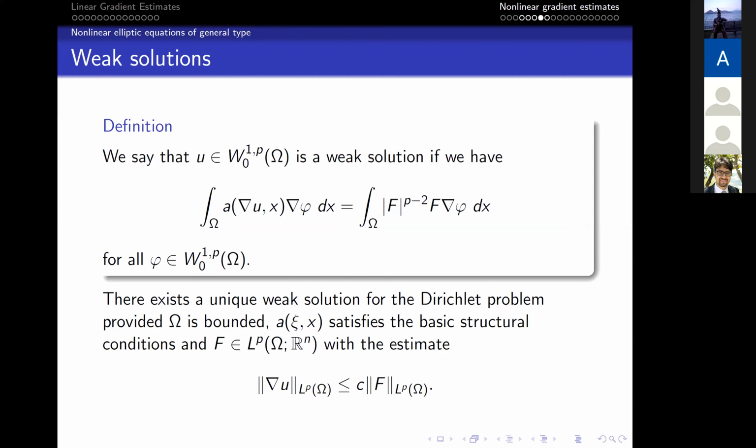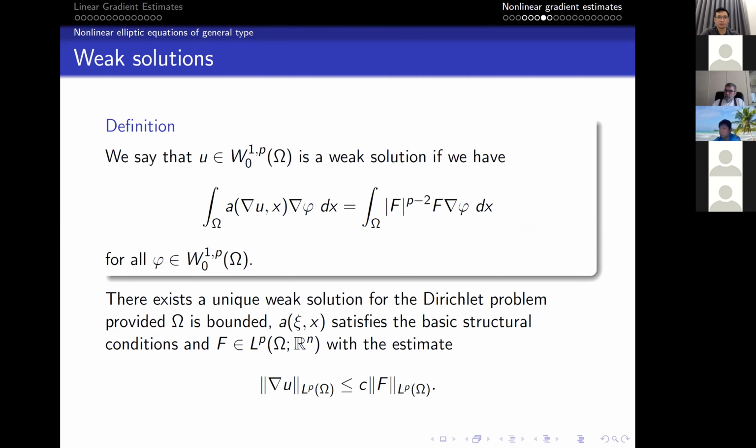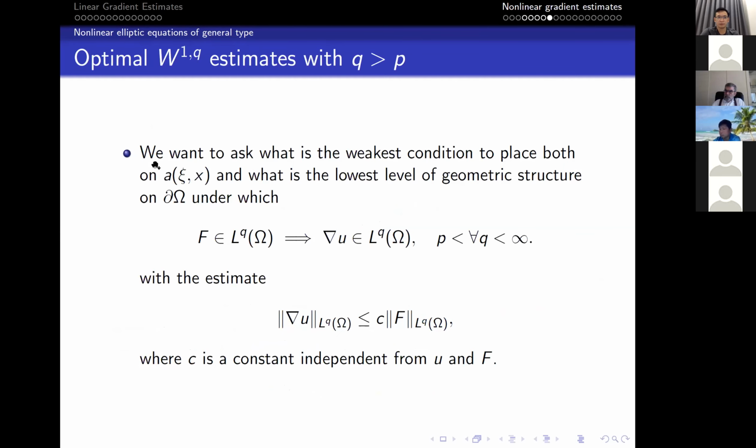And again, the problem is the same as in the linear case. So you want to ask what are the weakest conditions to place on the nonlinearity, in particular in the x variable, and what is the lowest level of geometric structure on the boundary under which you have this kind of relation with the Calderón-Zygmund estimate. Okay, the question is whether the minimal assumptions on the linear problems can also be applied to this nonlinear problem.